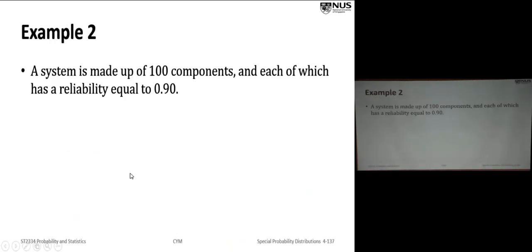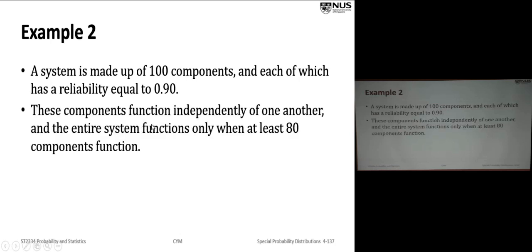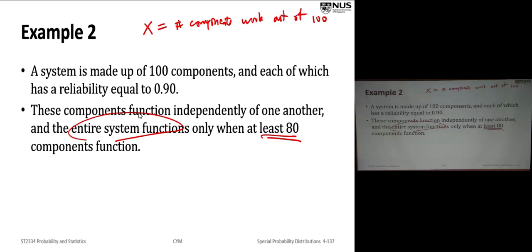So here is an example. Suppose we have a system with 100 components and each has a reliability of 0.9. Each component fails or works independently. The whole system works if at least 80 of the components function. So if x is the number of components that work, the number of successes out of 100 components, x follows a binomial distribution with n equal 100 and probability of success 0.9.